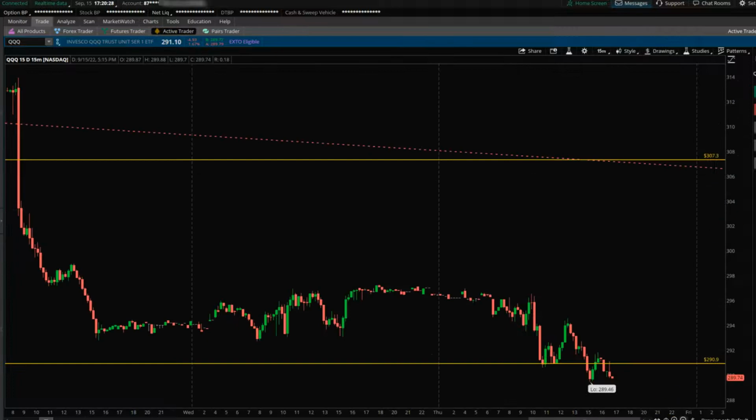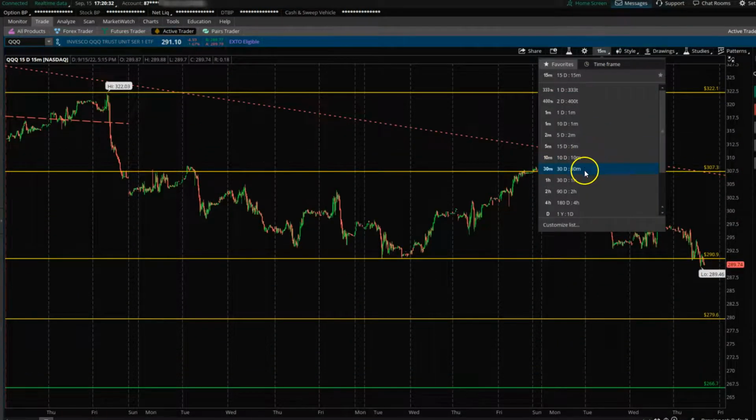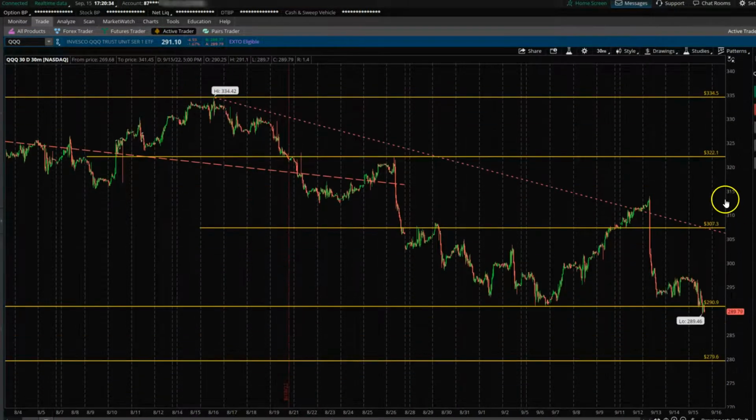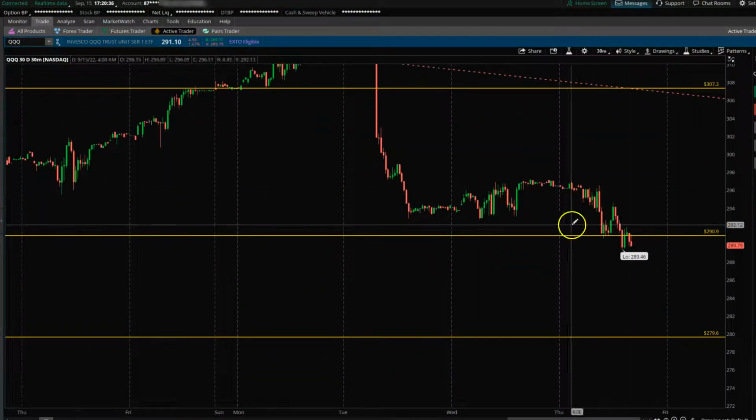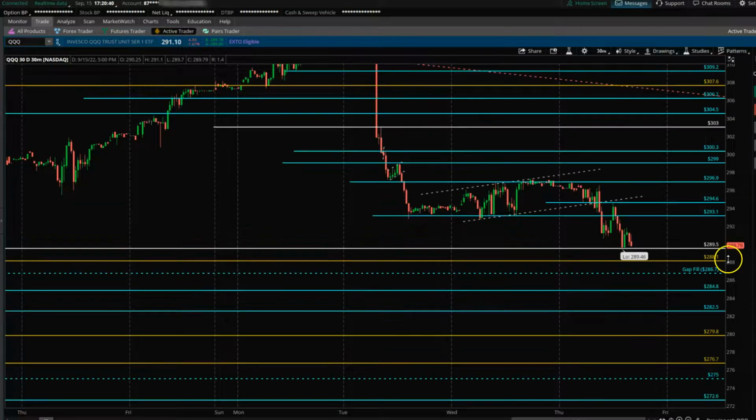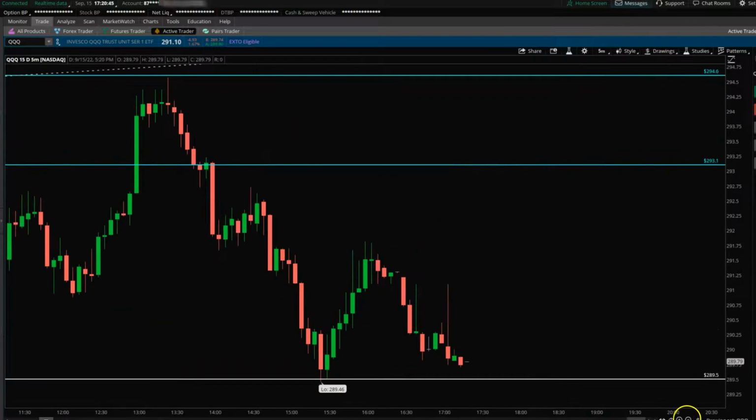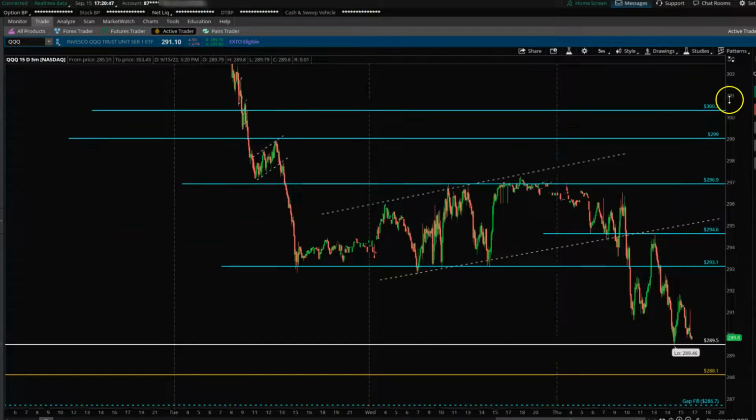Let's look at the 15-minute chart. So here is the price action. Let's go to the 30-minute view. So this is where we were, right? Actually, I'll bring the other levels, it's just better to do it that way. So let's go to a 5-minute view, right? So here's the bear flag, right?